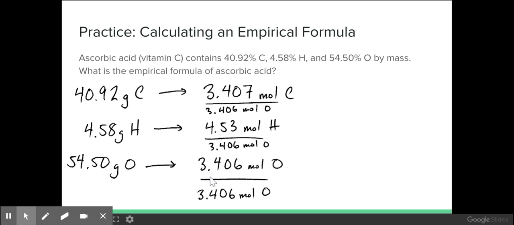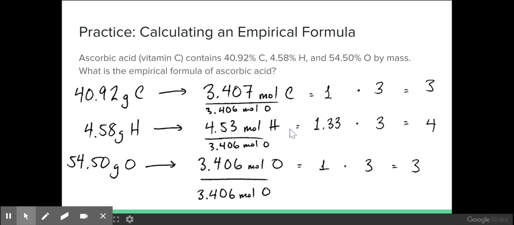Then, out of these numbers, 3.406 moles of oxygen was the lowest number that I had here. So I took that and I made that the number that I divided by for each one of these quantities to determine what my ratio should be in my subscripts for the final compound here. So from those ratios, on my calculator, I got a 1.3 repeating for hydrogen, and then it came out to be about 1 for both carbon and oxygen.